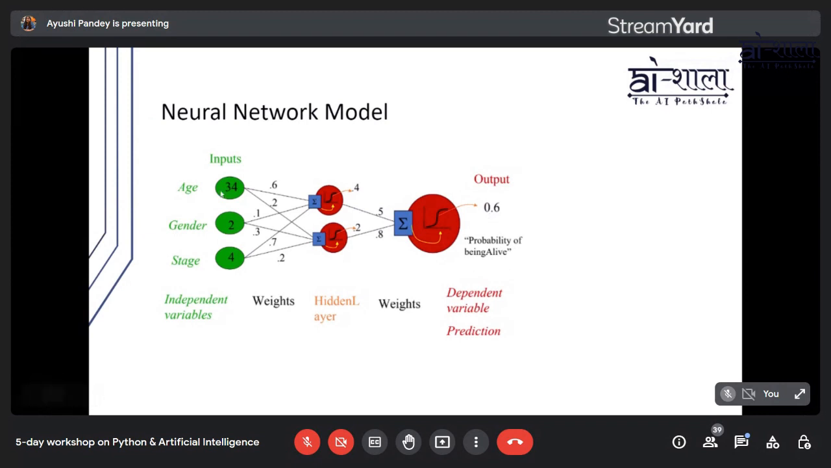So these are the inputs, which are independent variables. Then the weights, and we have hidden layers. We can have n numbers of hidden layers. Then we have weights for the final activation, and then the output, which is a prediction. We say it is dependent because it's always dependent on these values.